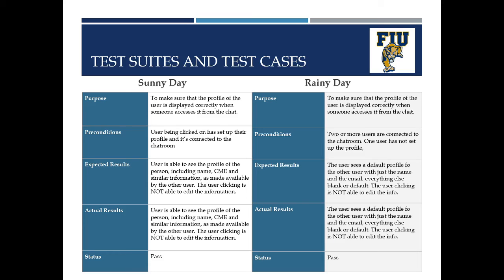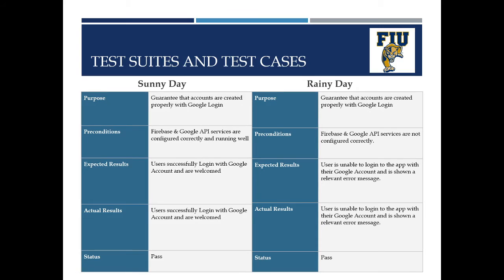So when a user clicks on a different user's icon, they should be taken to their profile. What we wanted to check mostly is that they're correctly taken to that user's profile and that they're not able to edit any information from there, which is what we see in the sunny day. That is exactly what happened. So the test passed. When the user has not set up their profile, the original user is taken to a default screen that showcase the most basic information without an image or anything of the sort, and is still not able to edit the information. As we see, both were passing.